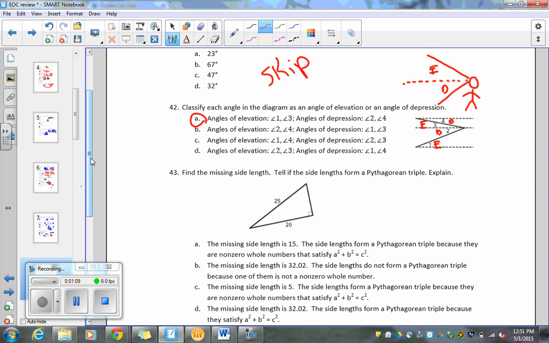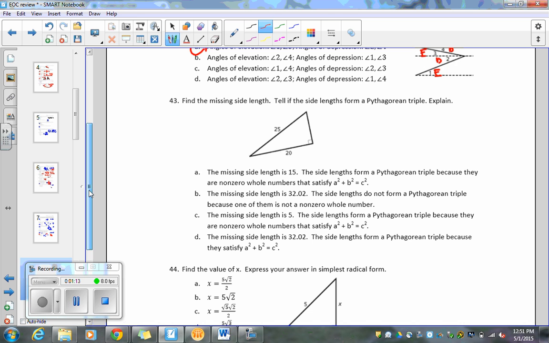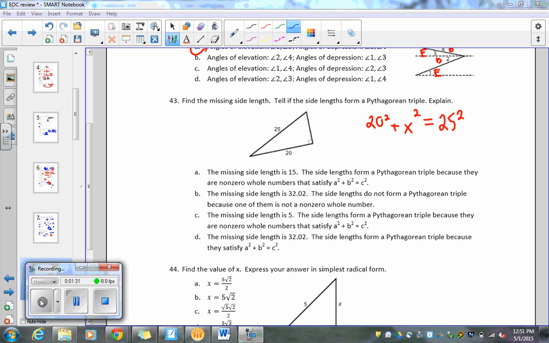All right, question 43, find the missing side length. Well, I would just use the Pythagorean theorem. So I would say 20 squared plus my unknown squared is equal to 25 squared, and I would get x is equal to 15, which would be A. All right, let's keep going.